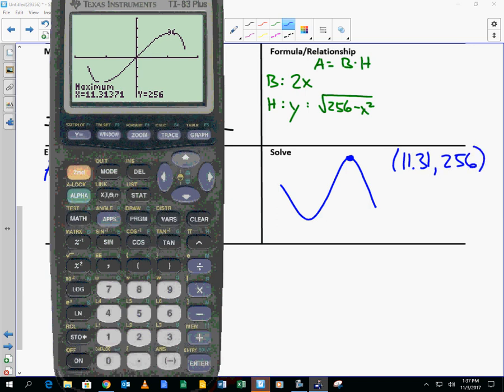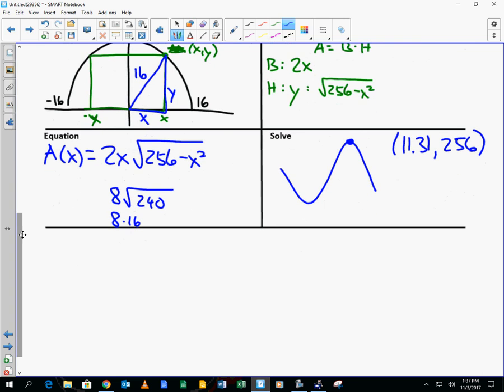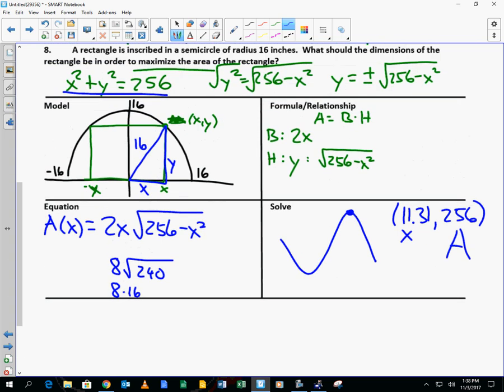Somebody, please, in 6th hour college algebra, say something intelligent about what these numbers mean. Thank you. 256 is the maximum area. We already know the maximum area, but it's not asking for the maximum area. It's asking for the dimensions. So this is x. Why? Because I told it to be x. So what would then be the base? 22.62 by, and then what would the height be? How would I figure that out? Plug it in. When you do, you'll get 11.31.